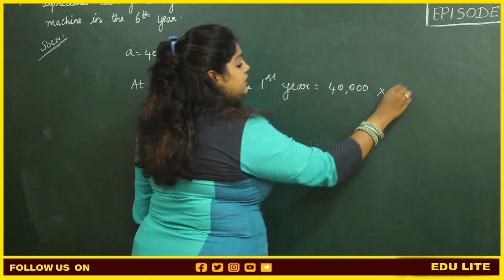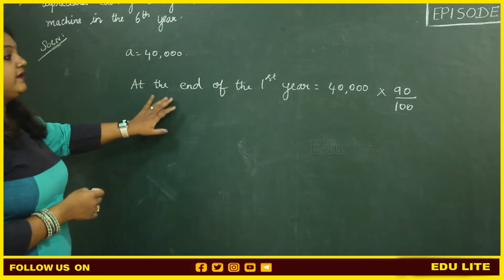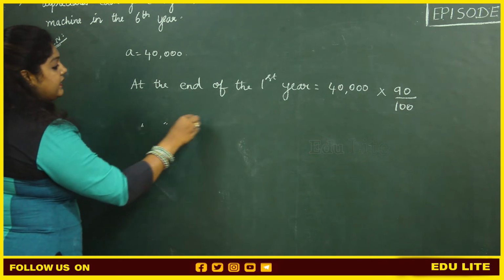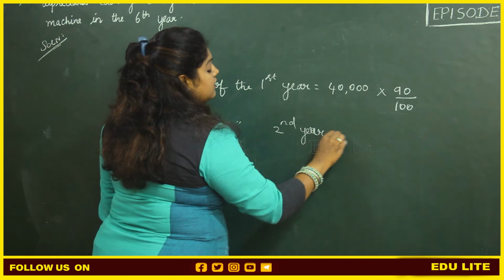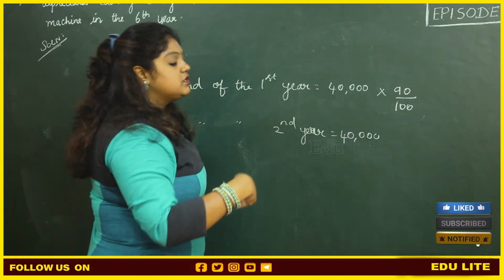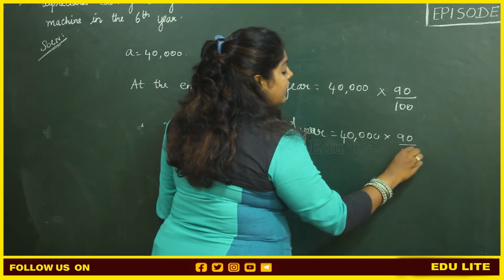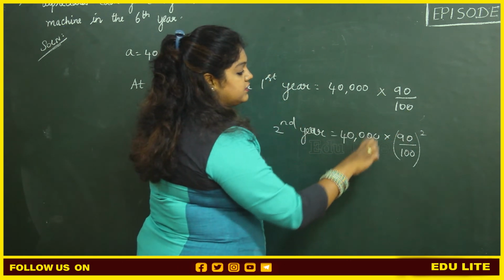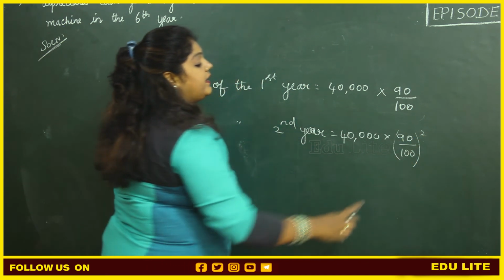90% of 40,000. Therefore, we can write it as 40,000 into 90 by 100. So this will be at the end of the first year. Similarly, at the end of the second year, out of this it will be reduced by 10%. Therefore, this will become (90 by 100) square, because out of this it is again reduced by 10%, which again gives us 90 by 100. Therefore (90 by 100) square.